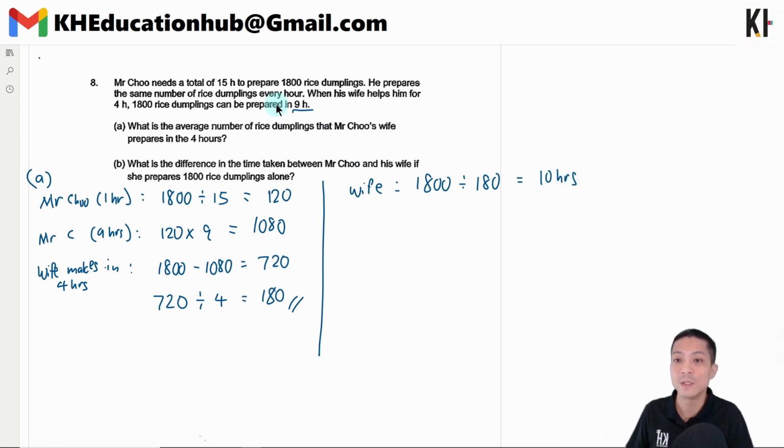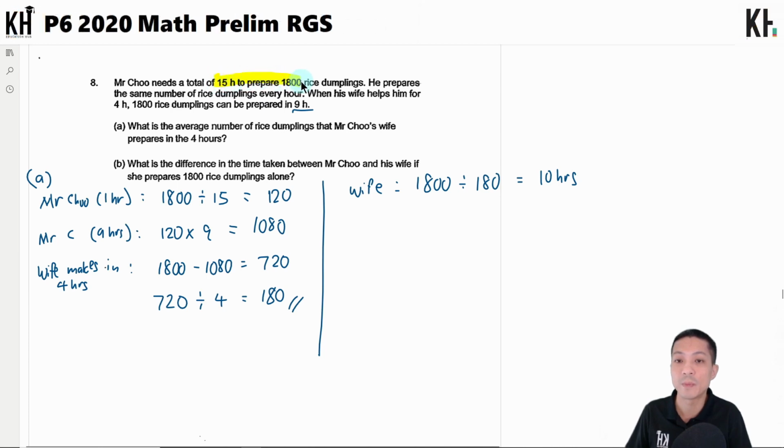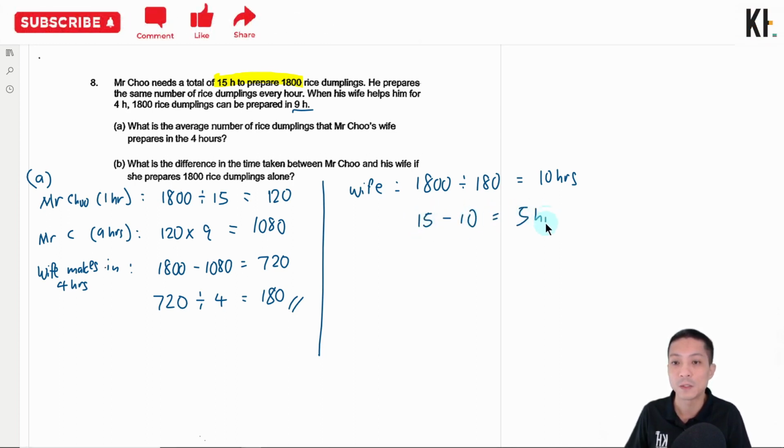Okay, so since over here it is already mentioned that Mr. Chu takes 15 hours to prepare 1,800, right? So the next step will be to use 15 hours minus 10. Okay, so 5 hours will be the difference.